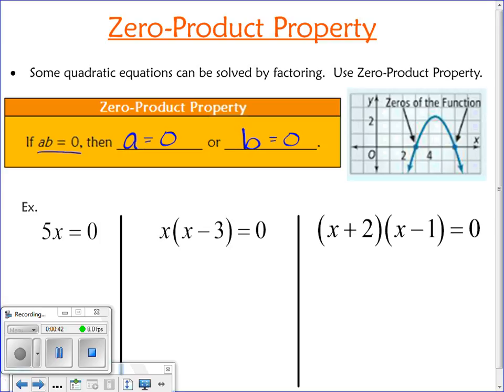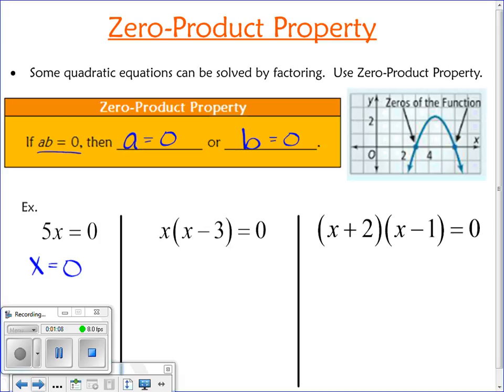All right, so take a look here. We're starting kind of slow here. Notice here we just have one term equal to 0. Here it looks like they pulled out a GCF equal to 0, and here I have the two factors equal to 0. So let's take a look at how all three of these work. So 5 times x equals 0. What would you do to solve this? X has to equal 0, right? Based on what we just talked about, if you're going to multiply two things together, one of them has to equal 0.